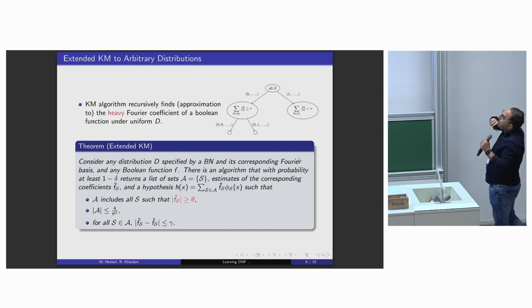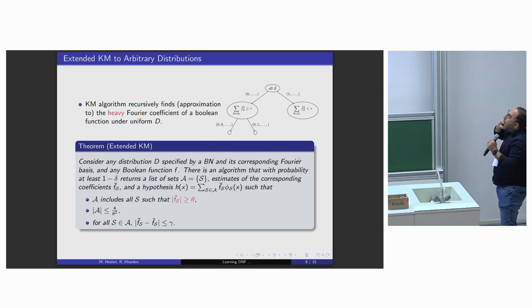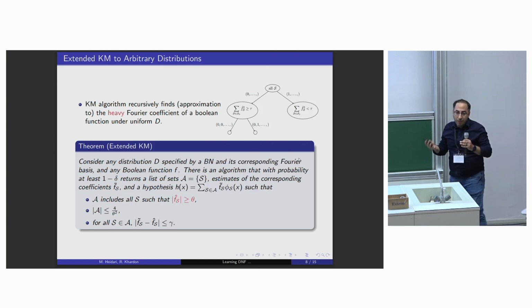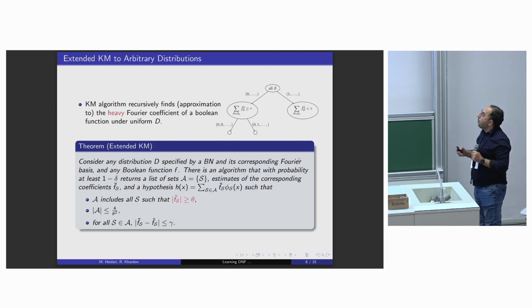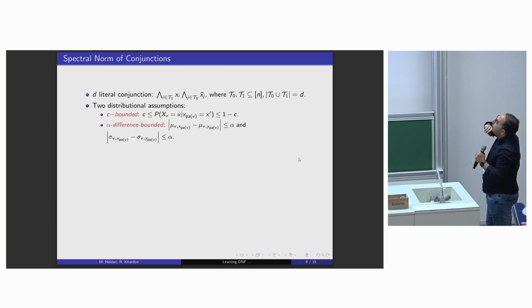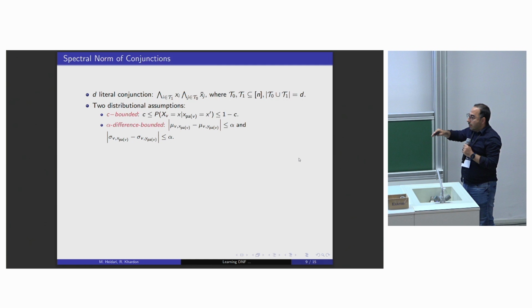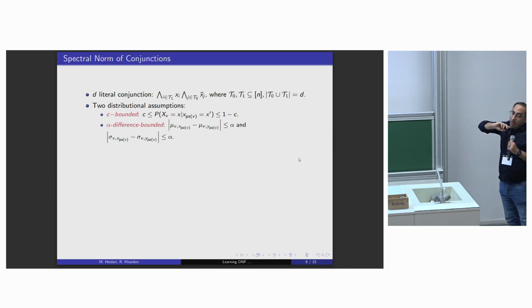This is the extended KM, which is more or less similar to the KM algorithm. For those of you who don't know it, KM is a recursive algorithm that finds the heavy coefficients of a Boolean function. With these in place, we get the learnability if we can prove that the spectral norm is bounded, and most of the paper now deals with this issue.